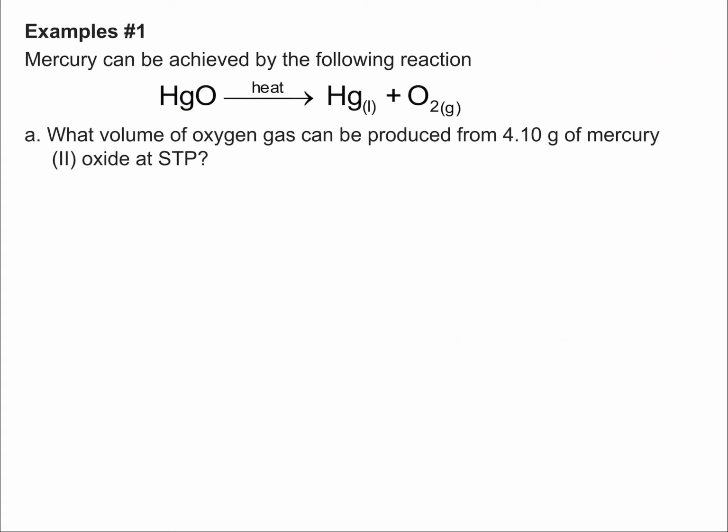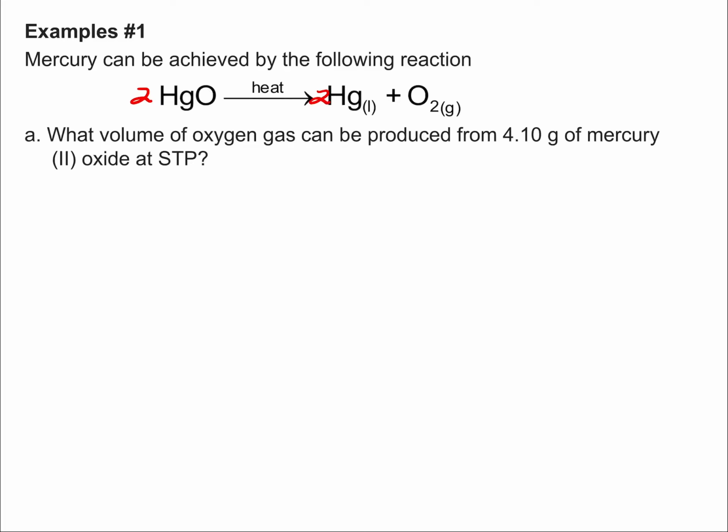Okay, so example number one, mercury can be achieved by the following reaction. Mercury oxide is heated and it decomposes into liquid mercury and O2 gas. The question is asking what volume of oxygen gas can be produced from 4.10 grams of mercury II oxide at STP? Okay, step one is to make sure I'm balanced. I have two oxygens on the right, I've got to have two on the left, and that means I've got to have two mercuries, so that is now balanced.